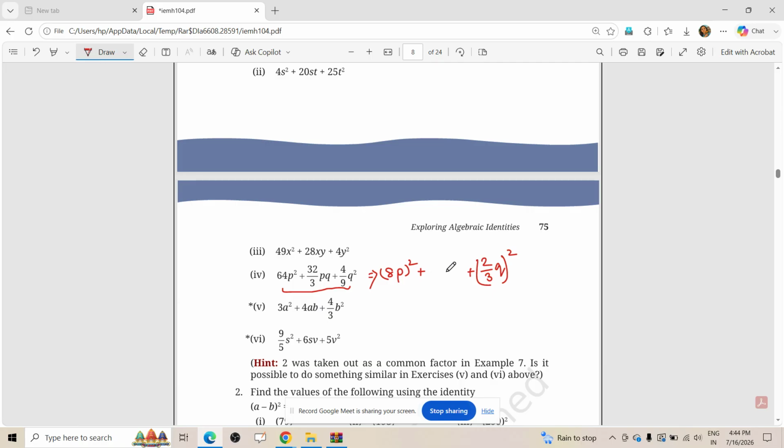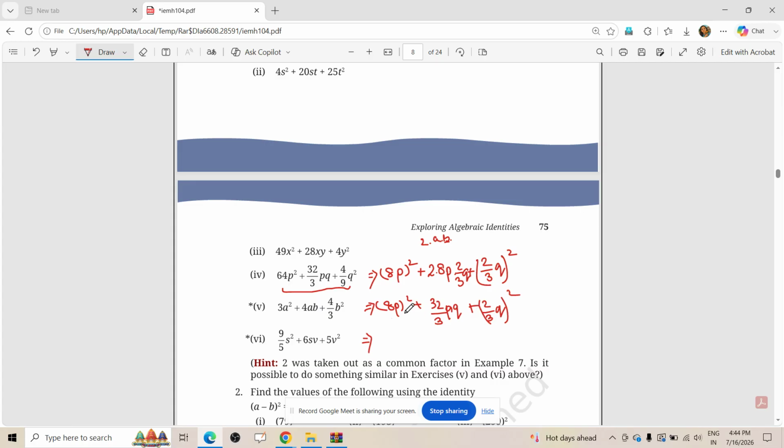Now, what is the middle term of the identity? That is 2 into ab, right? Yes, 2 into 8p into 2 by 3 q. So what we are getting here is 8p whole square plus 2 8s are 16 and 16 2s are 32, that is 32 by 3 pq, plus 2 by 3 q whole square. Right?